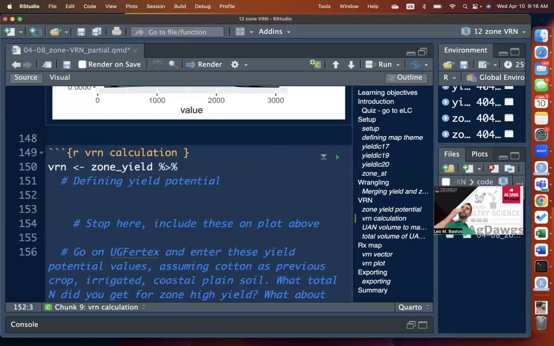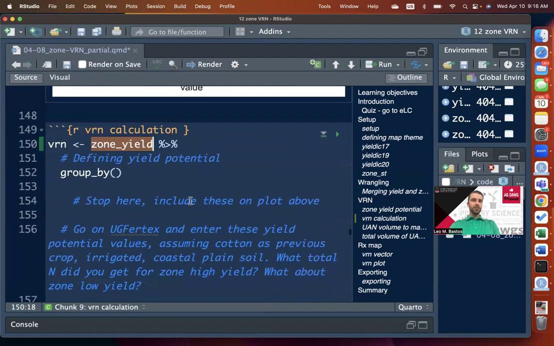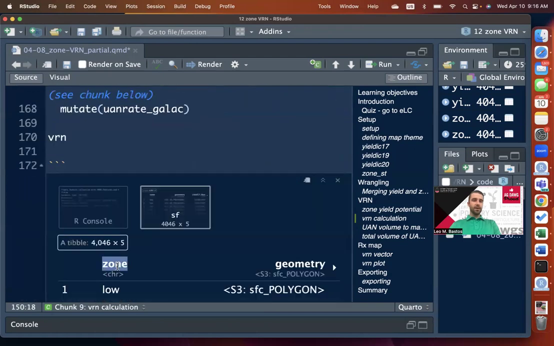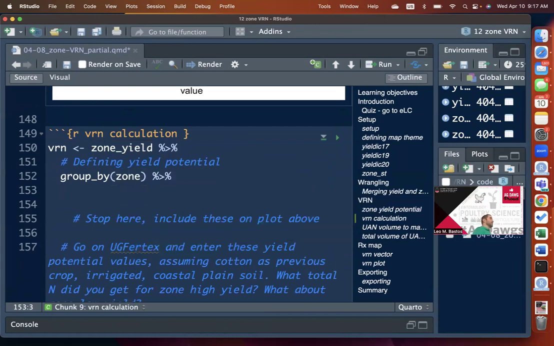Maybe let's start with what Ujjwal is saying, and we can see what happens. If we just come here and do a group by, and the name of the column on this object zone yield is zone, so let's group by that column, group by zone. And then Ujjwal, or maybe someone else, what would you do after this group by zone?